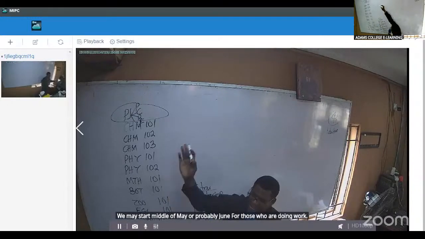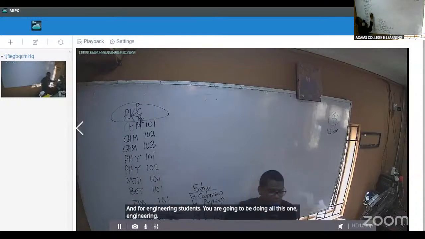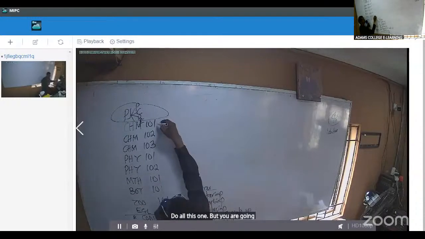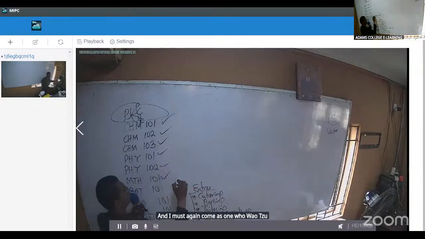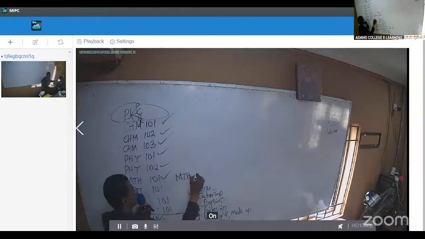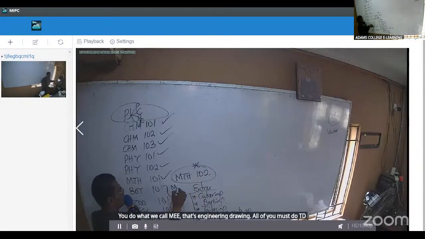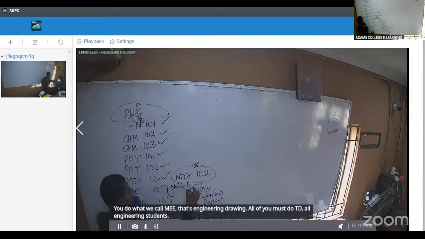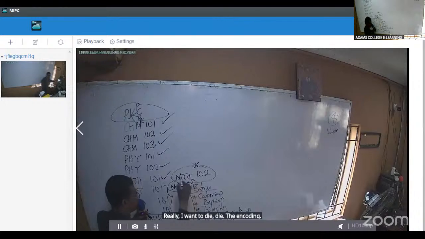And then for engineering students, you are going to be doing all this too. Engineering, you do all this. But you are going to do additional maths, and that maths is called Maths 102. This is calculus and trigonometry, only for engineering students. Then you will not do botany and zoology. You do what they call MEE, that's engineering drawing. All of you must do TD, all engineering students. If you like, want to die, you must do TD. Then coding, then this one, and then you choose one.